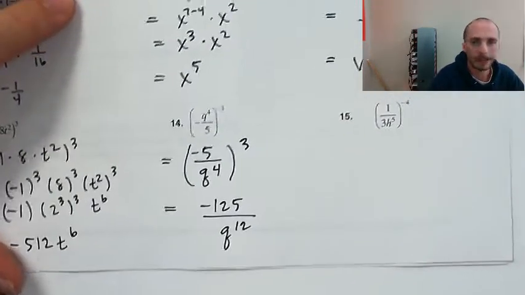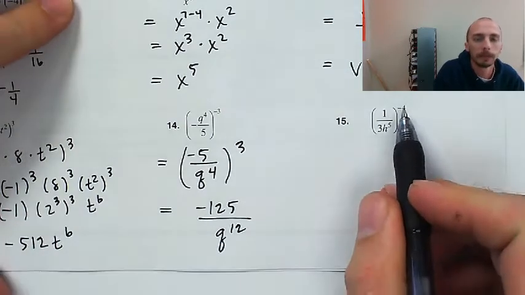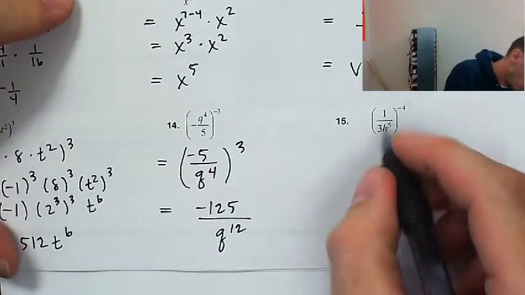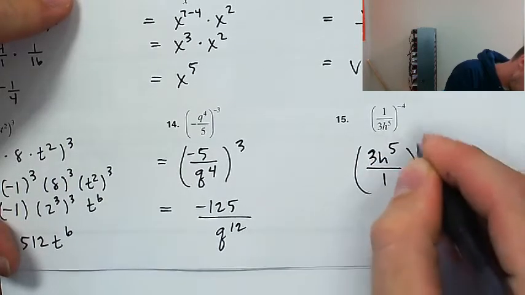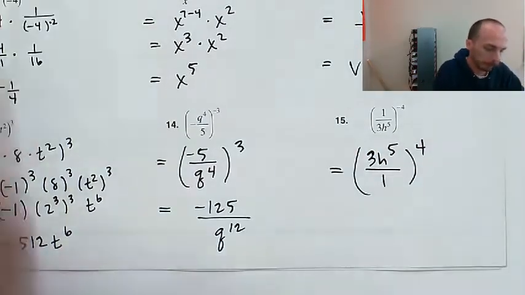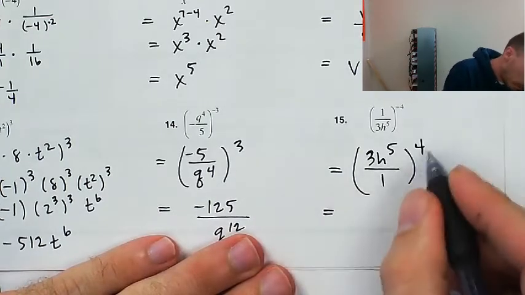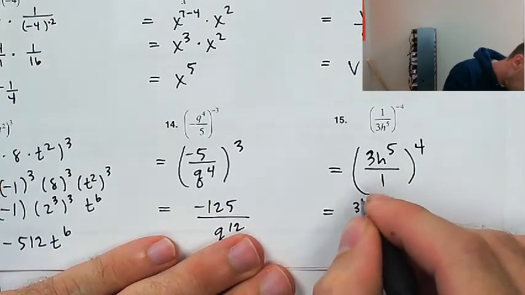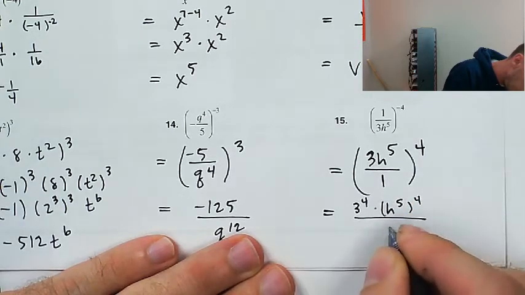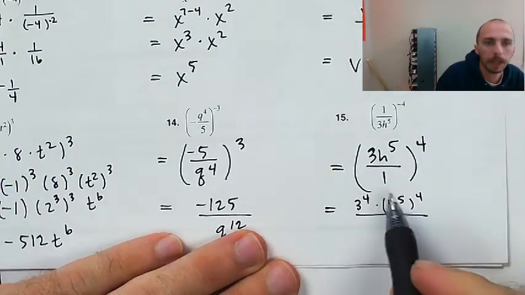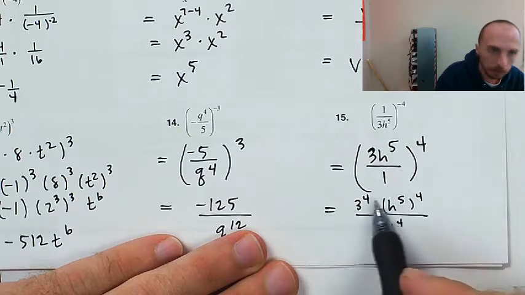And then over here, I think I'm going to do the same thing. I'm going to deal with the fact that this is a negative exponent first. Remember, negative exponents flip fractions. So this is going to become 3h to the 5 over 1 to the positive 4 power. I need to take all of this stuff to the 4th. So it's going to be 3 to the 4, h to the 5 to the 4, divided by 1 to the 4. And so that's going to be h to the 20, right? We're going to multiply those exponents here.